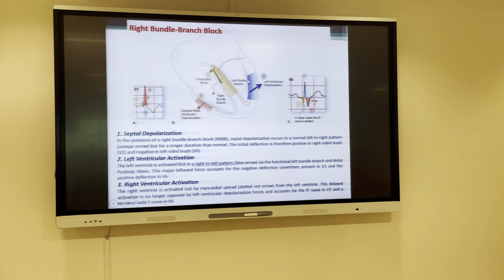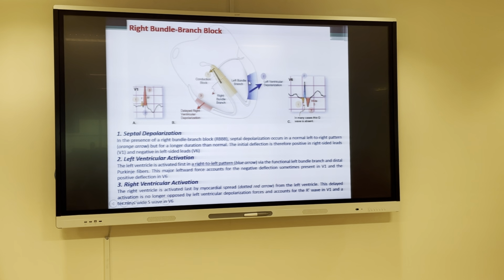So initially, because the septum is activated, we finished with that one. Because we're dealing with right bundle branch block, the right bundle is blocked, so the left side will be activated, right? Activation of the left side, is it towards or away from V1? It's going away from it, so we will have a negative deflection. It goes down. Then it has to activate the right side.